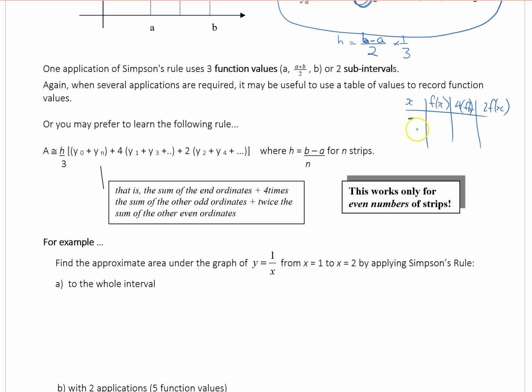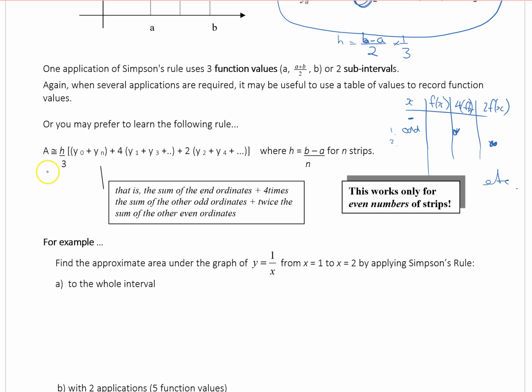I suppose the odd numbers, 1 and 2, it's odd here because remember it was 4 times the odd, so you'd have an entry there. But for the even, you'd have an entry here because for every even value you multiply the function value by 2, etc. Like I said, you're not going to see me do it that way. I stick with my understanding of what's going on.